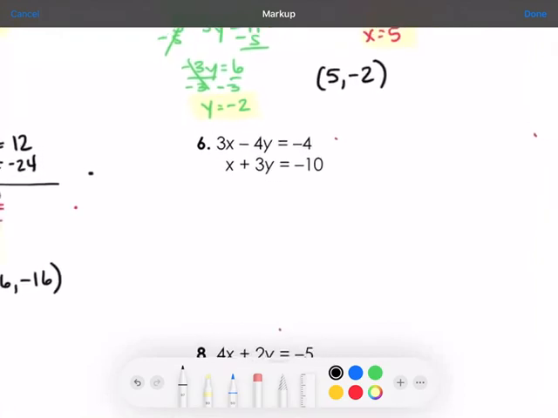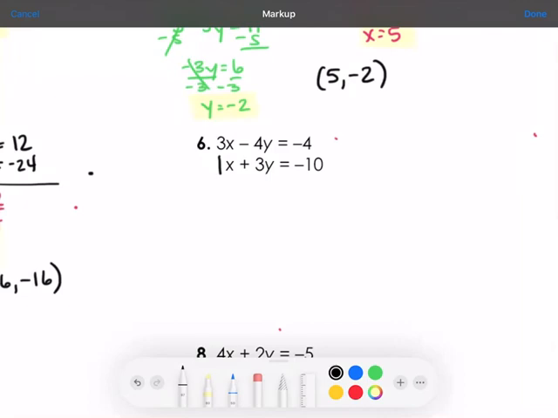Moving on to number 6. I want to figure out which variable to eliminate. I have 3x and I have x, and I have negative 4y and 3y. So this one seems to be a little tricky because neither variable has the same coefficient. Here I have a 1x. You want to figure out how you can make one equal the other.